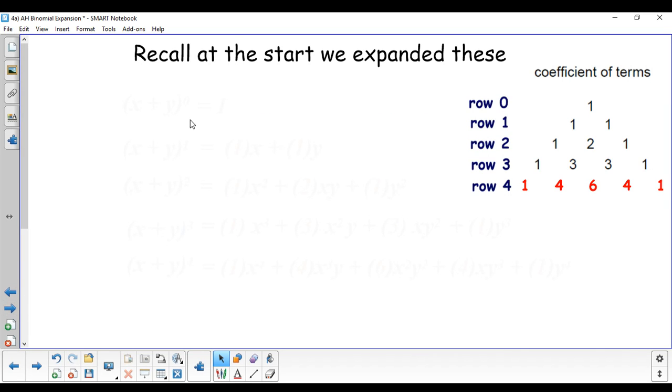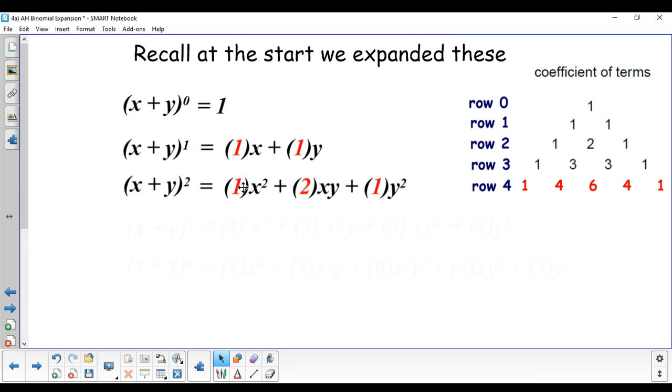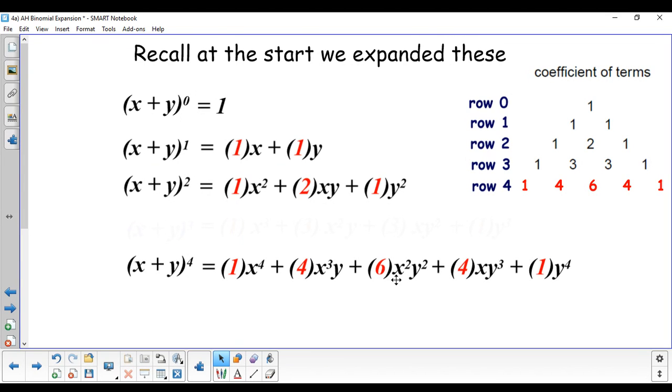So let's have a look at these brackets again and see if we can do x plus y to the 3. So we know it's 1, we know it's 1, 1, we know it's 1, 2, 1, and look, x squared, x to the 0. And then we have x to the 4, x to the 3, x to the 2, x to the 1, x to the 0. So what about x plus y cubed? We should have 1, 3, 3, 1 as the numbers at the front.